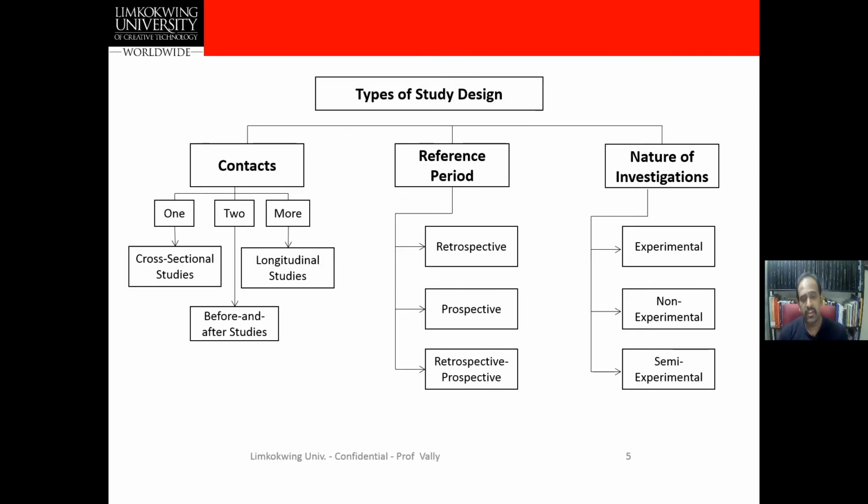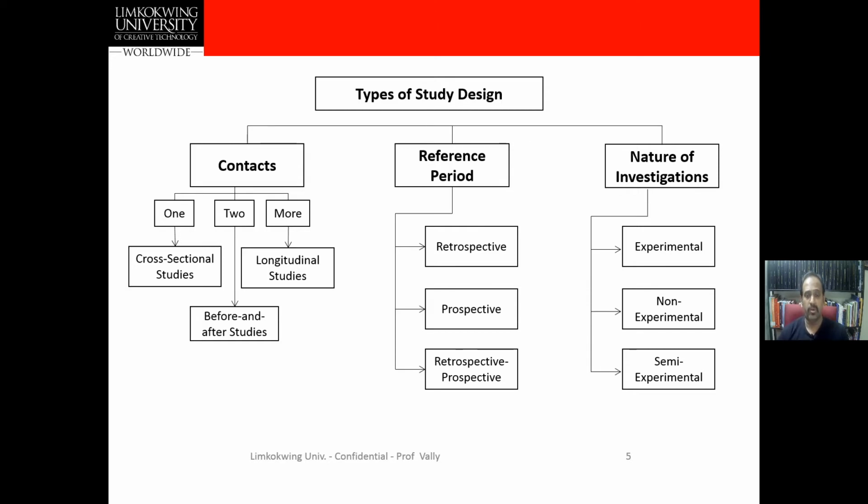In study design we have three important aspects: by context, by reference period, and by nature of investigation. This is what we are going to see predominantly in this particular video. In context we have cross-sectional studies, longitudinal studies, and before and after studies. If you observe this particular slide, you will understand these are the approaches and methods of how the research is being carried out. It is not a research method, but how it is being carried.